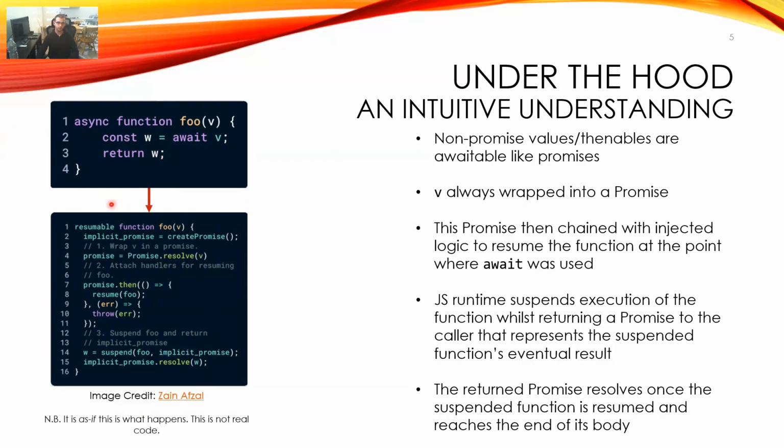Important things to note is that the promise that foo returns will resolve once we reach the ending brace or a return statement. So when the foo function falls off the end of its execution, that's when the promise returned by foo is resolved. And if an exception is thrown or there's an unhandled rejection for any of the await expressions, then that will count as foo being rejected as well.